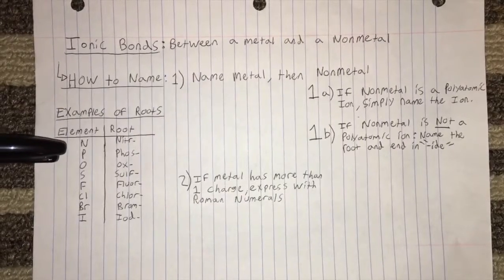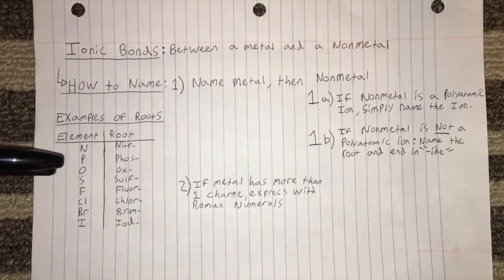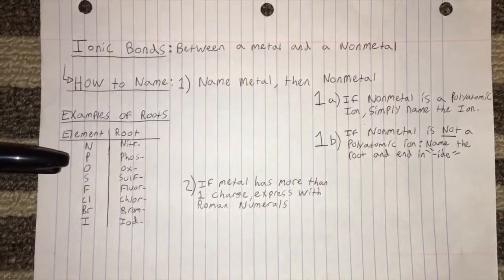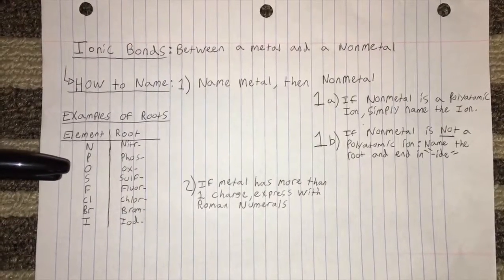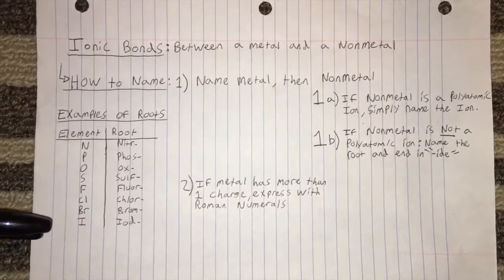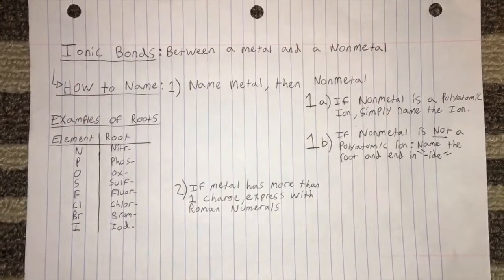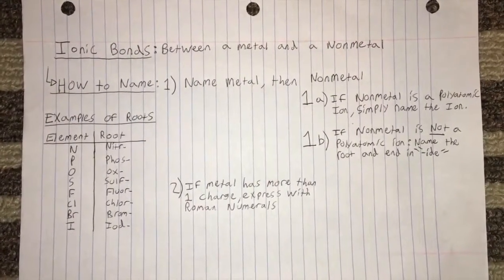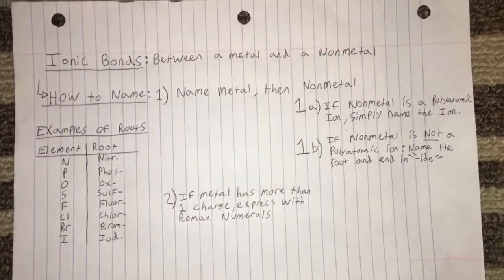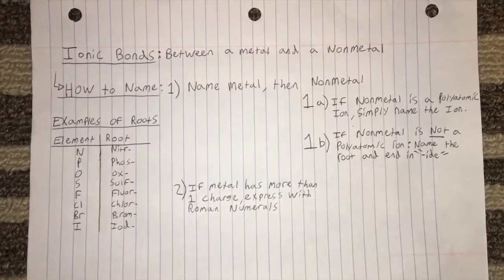N, for the element nitrogen, you're going to use the root NITR. For phosphorus, you're going to use PHOS. The rest are listed down here. It is also important to note that if a metal has more than one charge, you're going to express it with Roman numerals. Now, let's look at some examples.